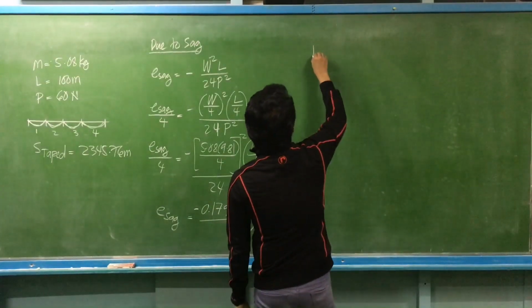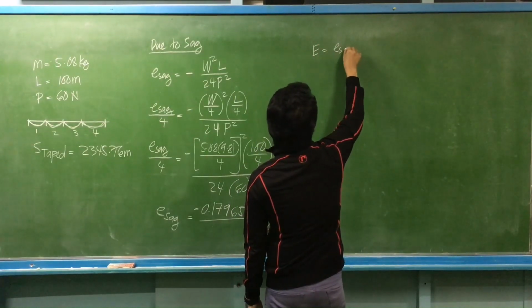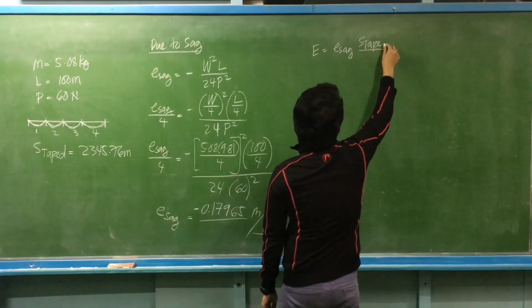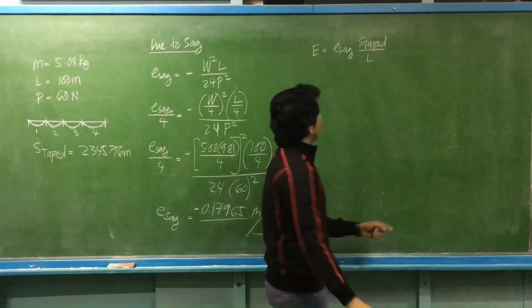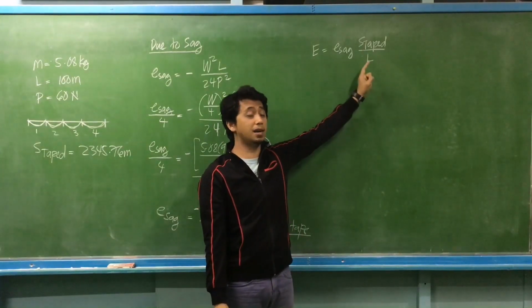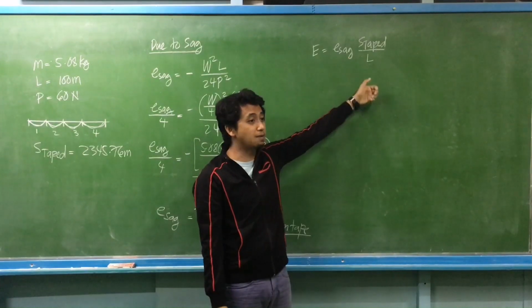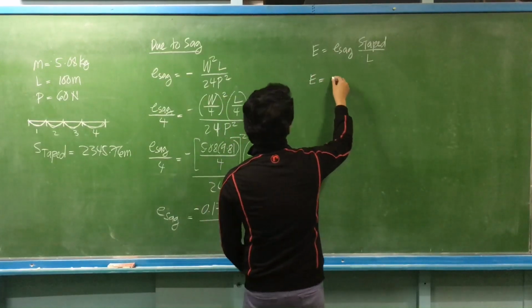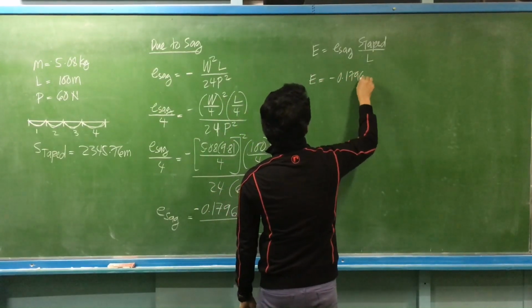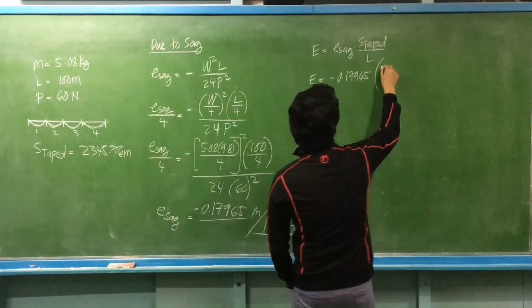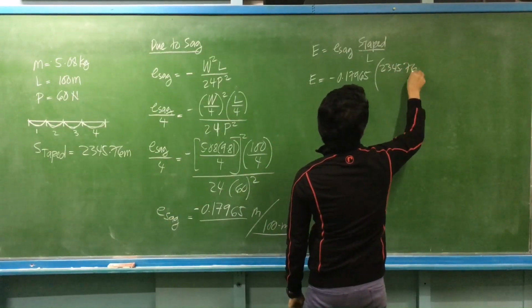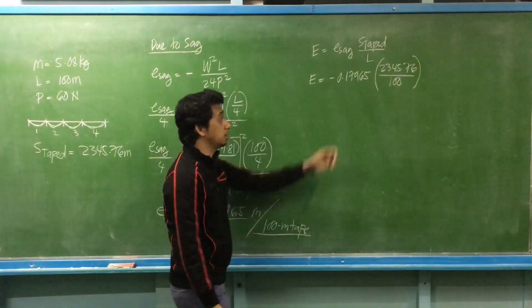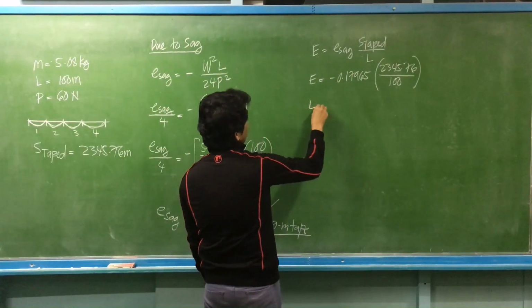Okay, so we have, the total error is equal to, this is the error due to sag, multiplied by the S tape, divided by the length of the tape. If you notice again, the total distance divided by the length of the tape is the number of times the tape was used. So we have the total error is now equal to, error due to sag is negative 0.17965 multiplied by the S tape, 2,345.76 divided by the length of the tape, 100. So again, the purpose is the number of times the tape was used times the error, that is our total error.